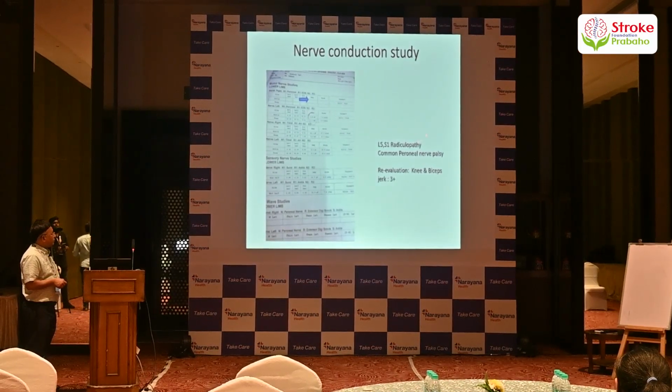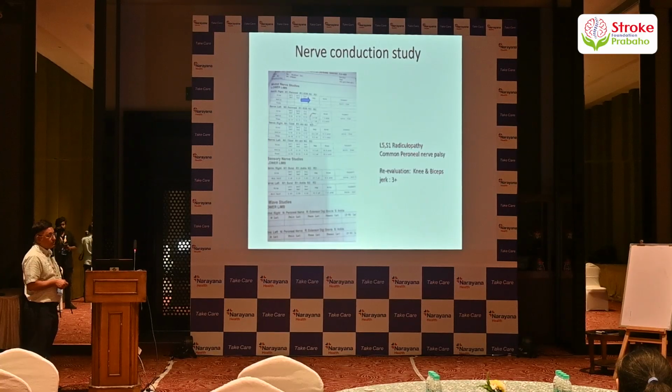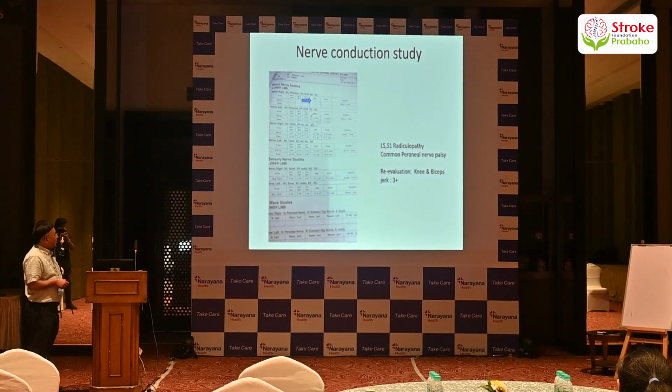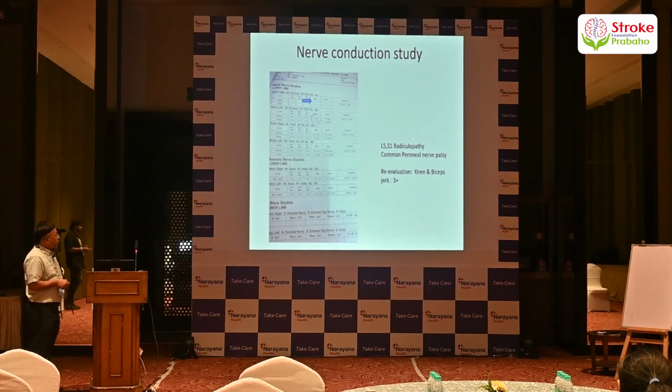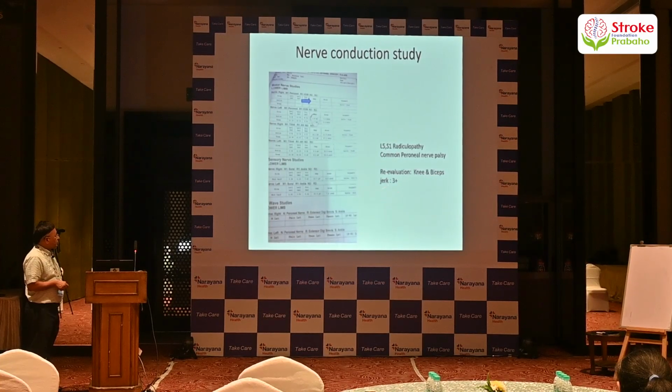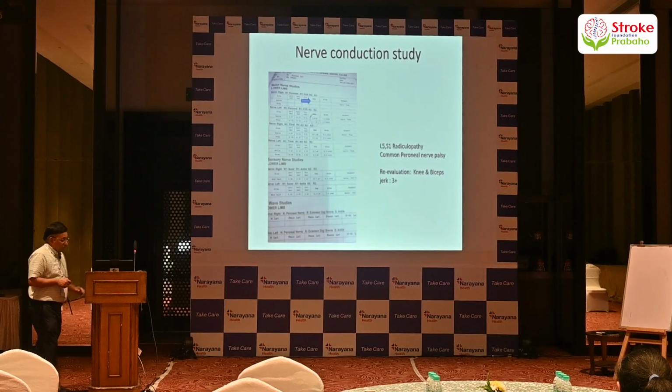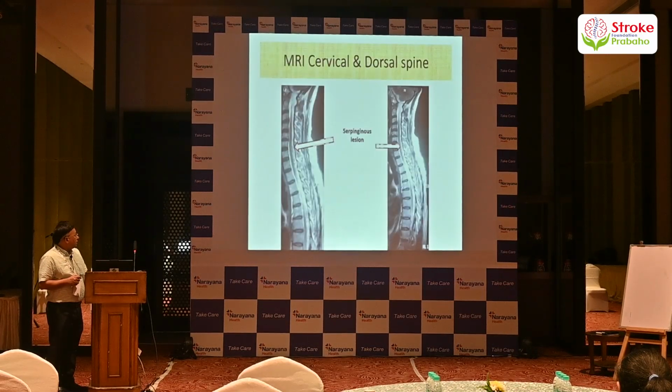So a diagnosis of L5S1 radiculopathy and common peroneal palsy was kept. But still, the cause of this was not very clear. Etiology was not well defined, and this patient came to our OPD. And when we re-evaluated, we found that the knee and biceps jerks were also brisk.